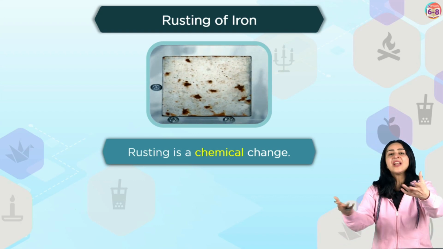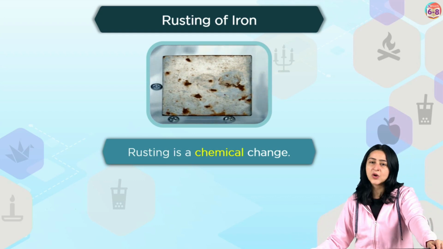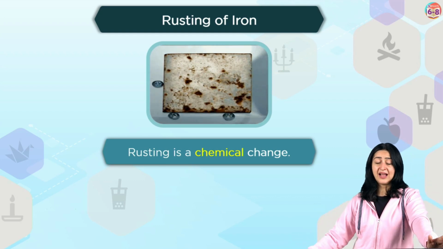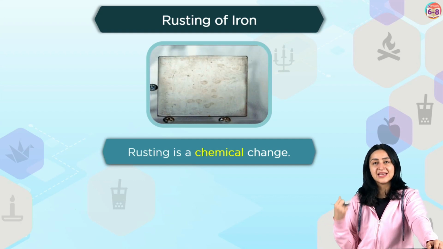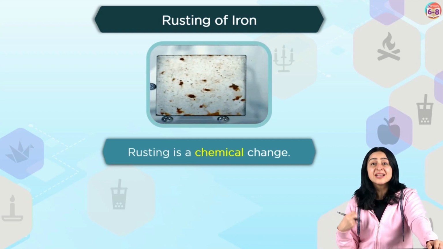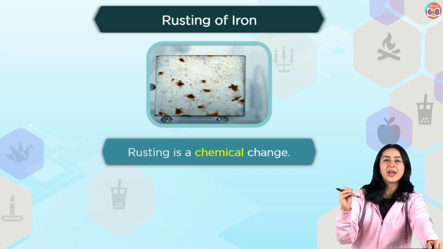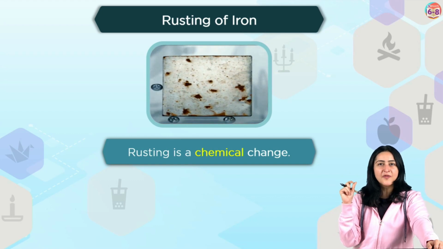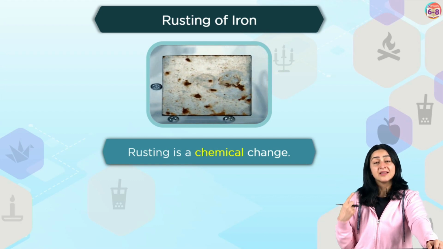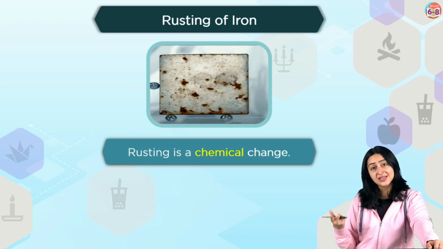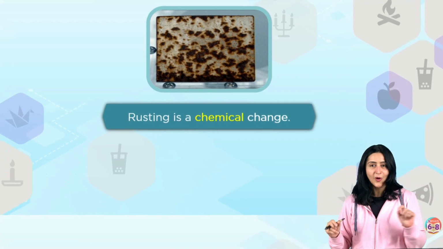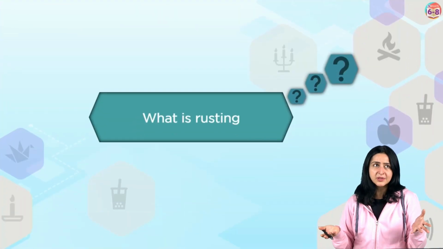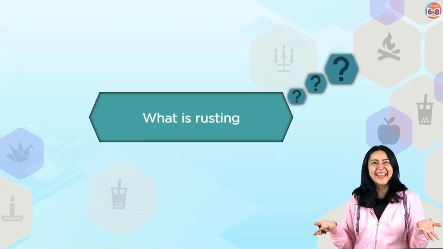Now, generally, when you have an iron or some metal outside that rusts easily, what is happening? That iron is basically getting corroded. It's rusting, where you see the shiny new nail become a brownish substance. This is the process of rusting. Rusting is a chemical change. But what is rusting?